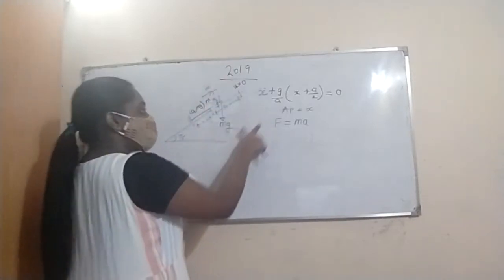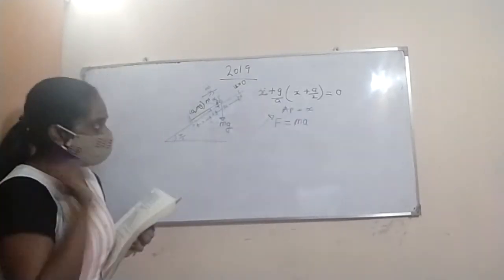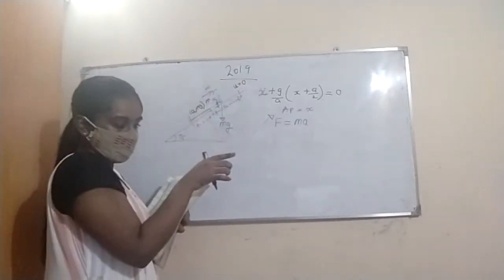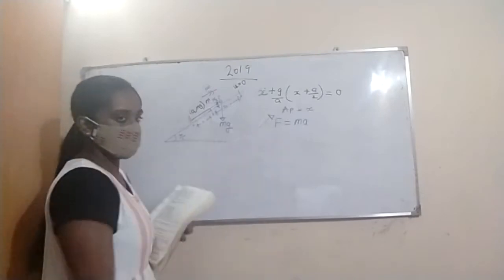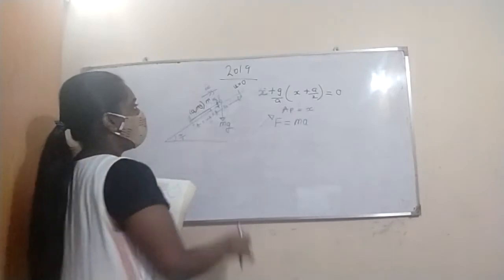But it is good if you apply F equals ma in this direction. Always apply F equals ma in the direction of acceleration. In the other direction also you can apply, I think there is no problem. Okay. First let's apply in this direction here. If I apply F equals ma in this direction, what do we have?